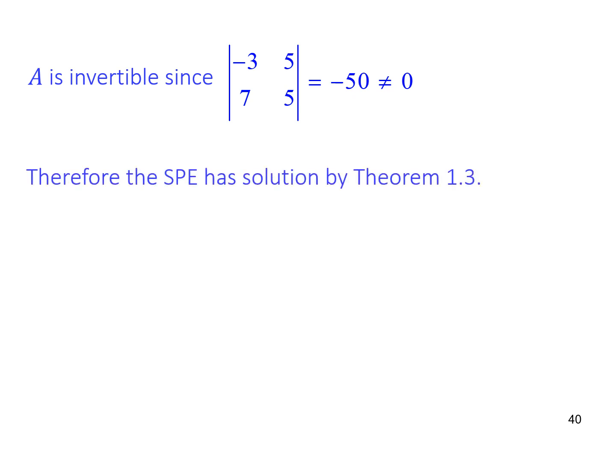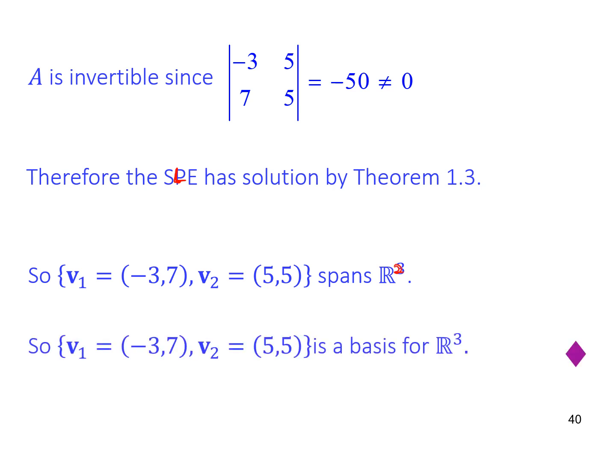Therefore, from Theorem 1.3, the systems of linear equation has solutions. We don't care what the solutions are, but we can guarantee that the scalars a and b exist. Therefore, we have shown that every vector in R2 is expressible as a linear combination of v1 and v2. Therefore, the set S of v1 and v2 forms a basis for R2.